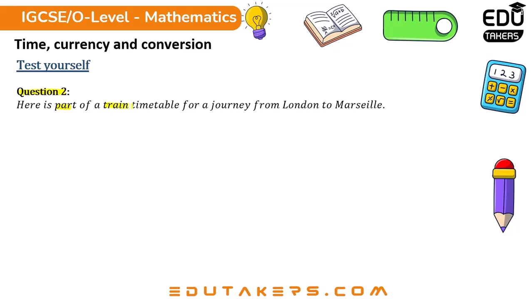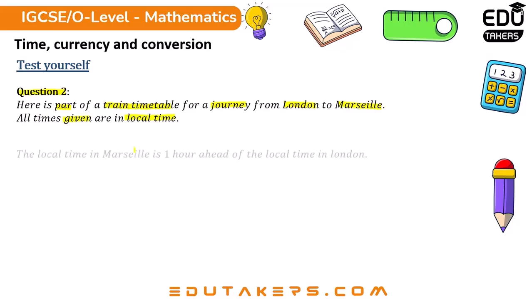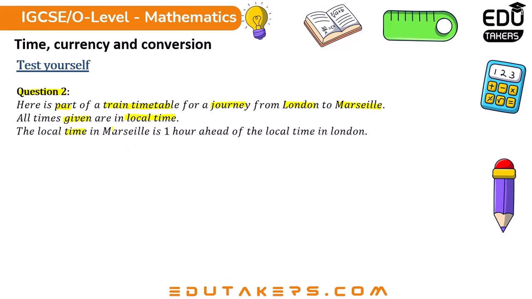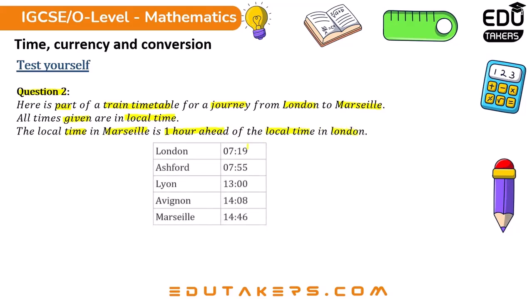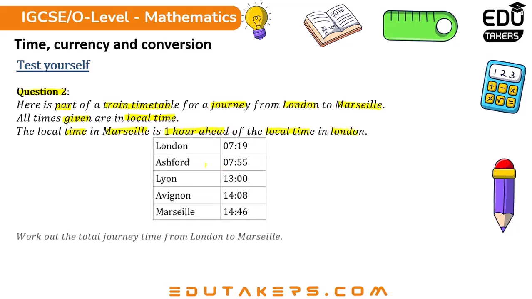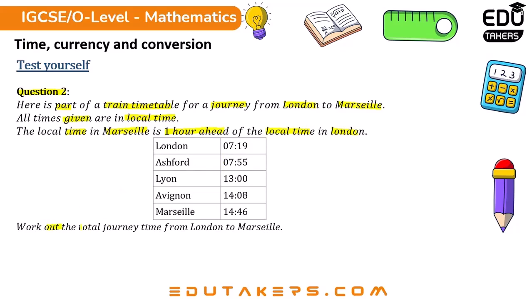Question number 2. Here is part of a train timetable for a journey from London to Marseille. The local time in Marseille is 1 hour ahead of the local time in London. Table is given. Work out the total journey time from London to Marseille and give your answer in hours and minutes.